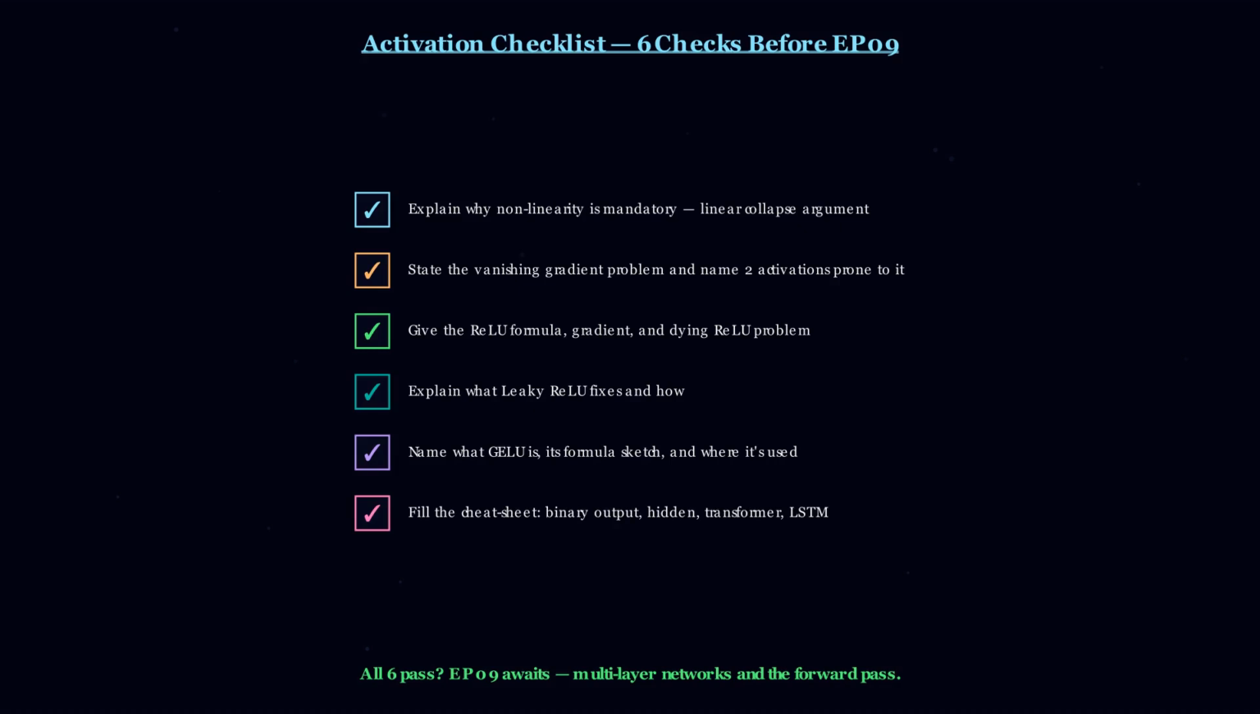Check 5. You know that GELU is what transformers use and can roughly describe its formula, z times phi of z. Check 6. You can fill in the cheat sheet from memory: which activation for binary output, hidden layers, transformers, LSTMs. 6 checks. All pass. Episode 9 awaits. Multi-layer networks and the full forward pass through a 2-layer network built in NumPy.